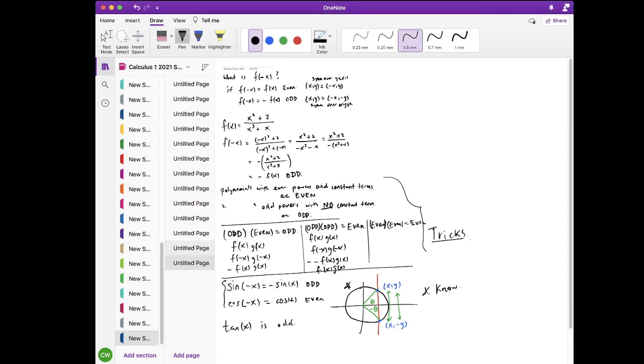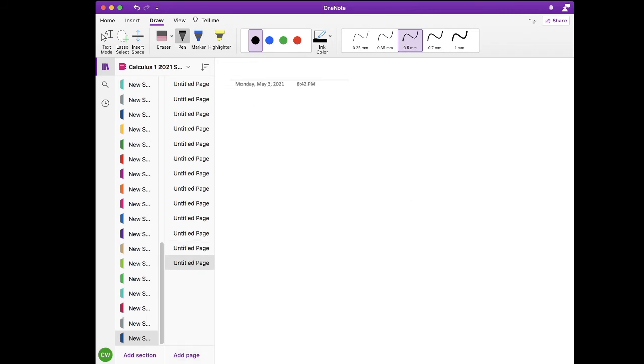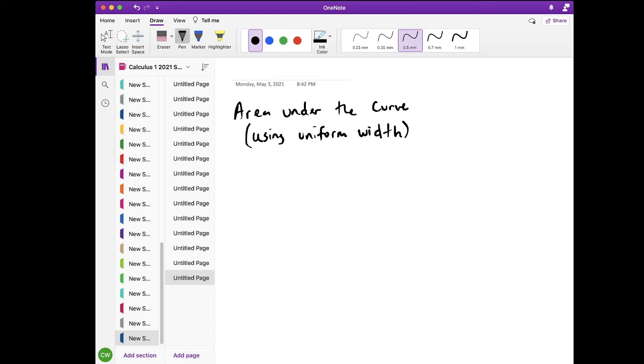Okay, so before the break, we talked about, so what is area? Essentially what we just showed was that we can define the area underneath the curve now, using uniform width. Later we'll even allow ourselves to change the width. But right now using uniform width is good enough.